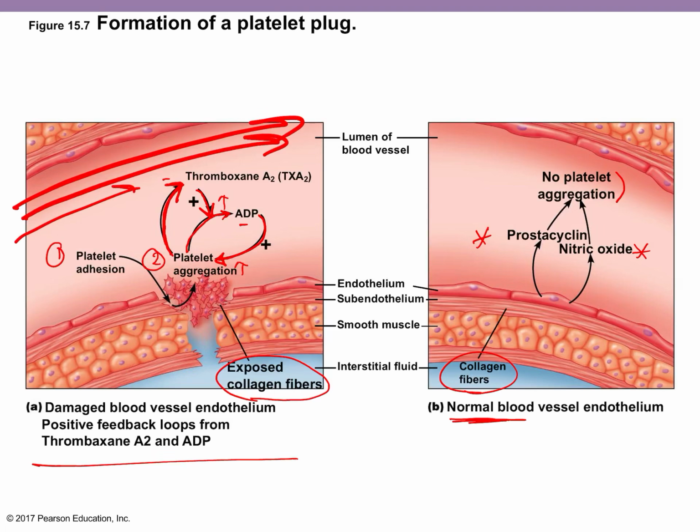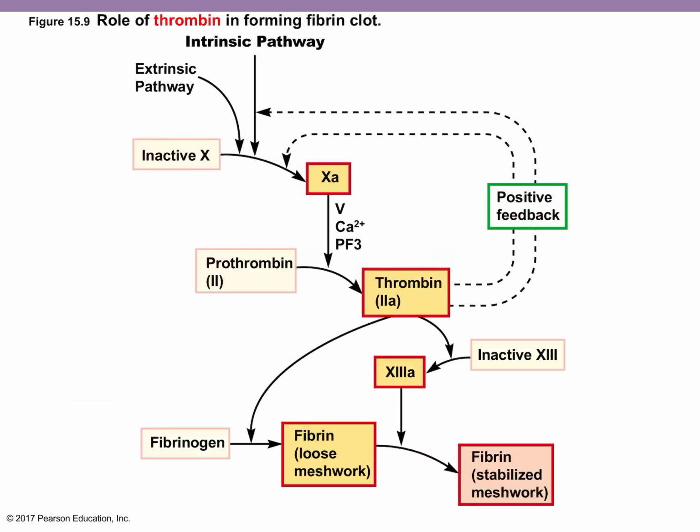The plug is not strong enough, because we can imagine that the blood is still whipping by, right? We still have blood traveling through this vessel. So this platelet plug can be broken and carried away in the bloodstream. So the clot needs to be reinforced by a second process called coagulation. Creating a blood clot is synonymous with coagulation.